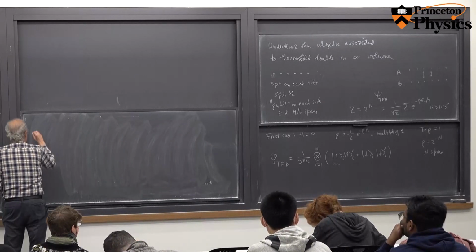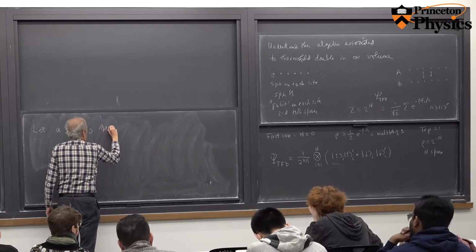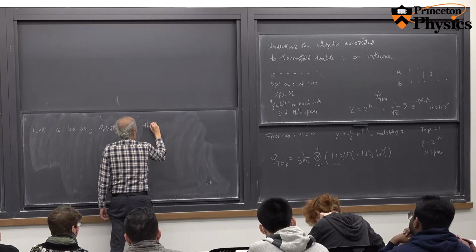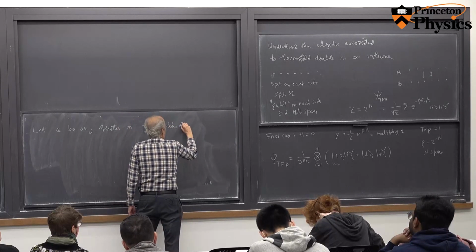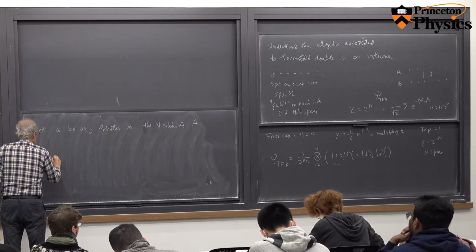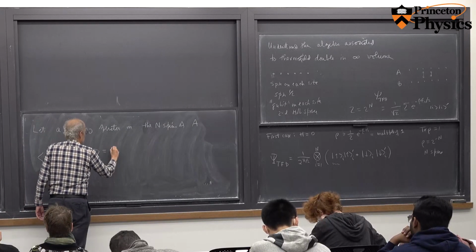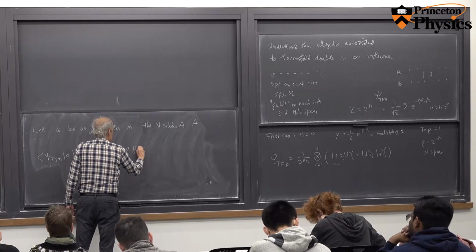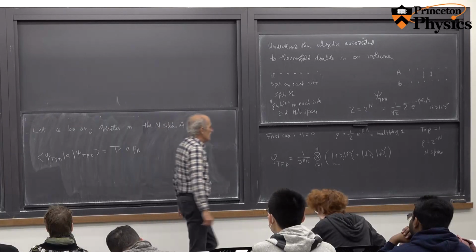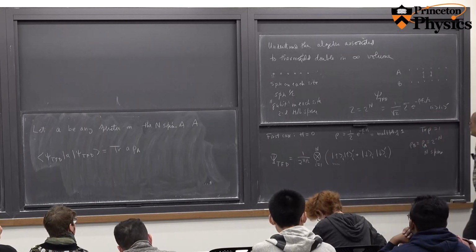Now, let A be any operator on the n spins of system A. The expectation value in the thermofield double state of A is, of course, equal to the trace of A times the density matrix of system A in the thermofield double state. And we decided a little while ago that the density matrix of system A, which is also the density matrix of system B, is 2 to the minus n.